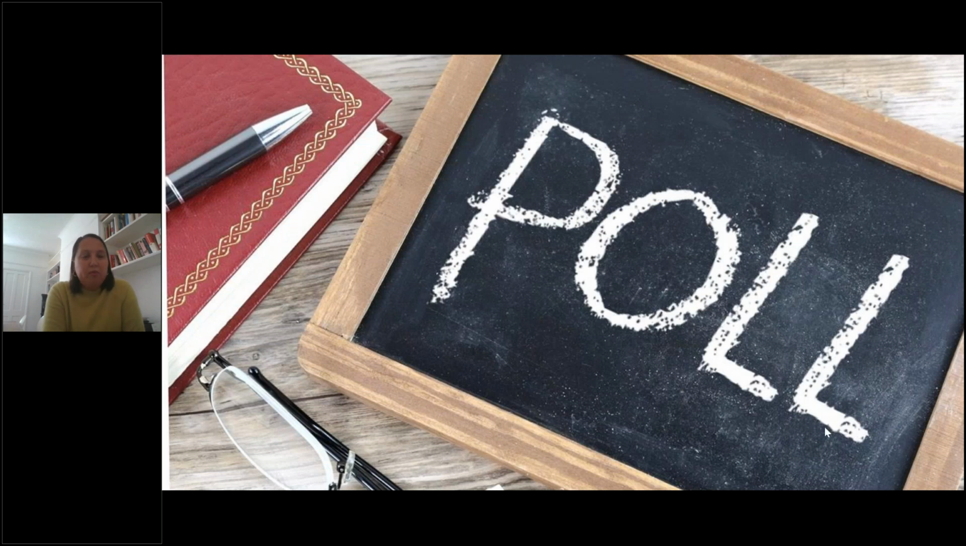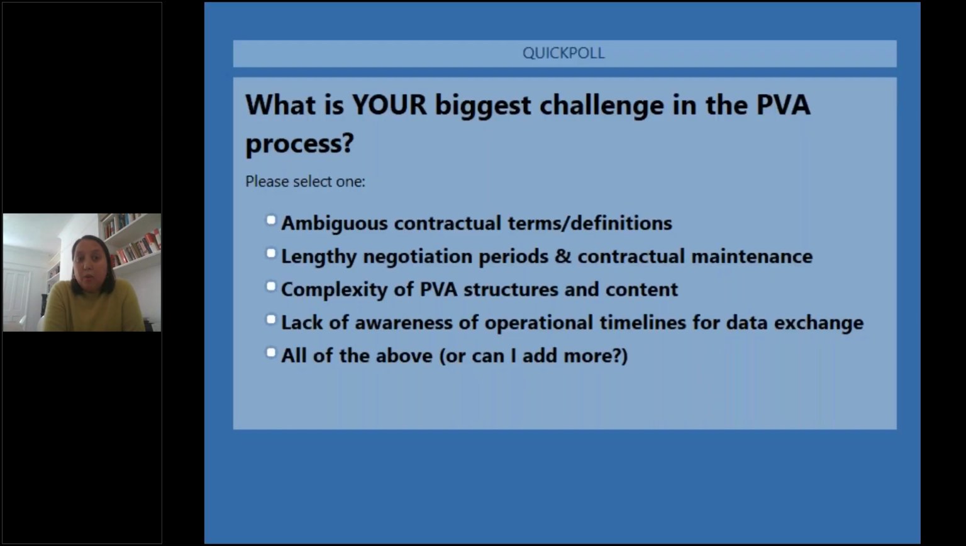We have another poll, so if we can open up the question. What is your biggest challenge in the PVA process? So please select one. So do you have problems with ambiguous contractual terms and definitions? Lengthy negotiation periods and contractual maintenance? Are you seeing complexity of PVA structures and content? Is there a lack of awareness of operational timelines for data exchange? Or is it all of the above? Or can I add more? Thank you. So I'll give you, again, a minute to answer this question.